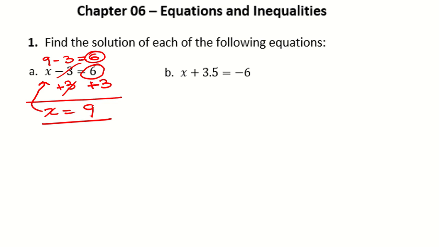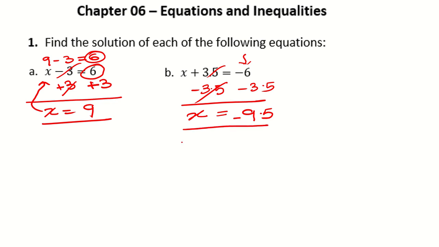Now next is x plus 3.5 is equal to -6. In the same way, you will make here -3.5 and here also -3.5. So positive 3.5 and -3.5 cancel. You will get x is equal to, now you see here, both the numbers are negative. So if both numbers are negative, then you will add the numbers. So 6 plus 3.5 is 9.5, and since both are negative, put a negative sign here.